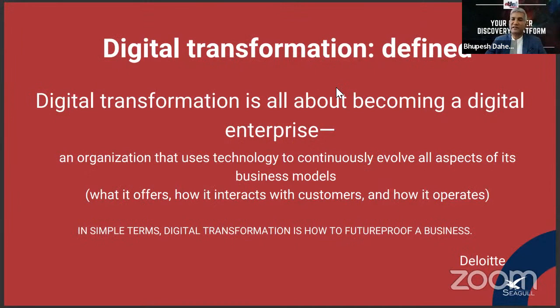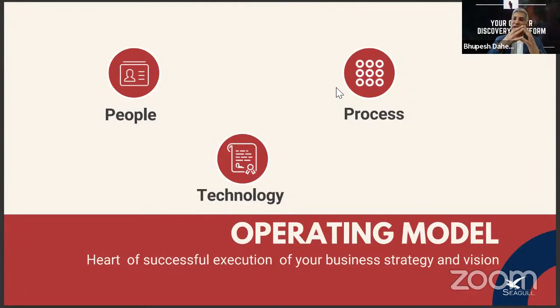Now, digital transformation, of course, impacts your business model. It helps your vision. But the core, whatever you have decided, let's say you have decided to become a world-class cybersecurity company, right? And your business model says that, yes, this is your target segment. These are the customers you're going to serve, right? And this is the kind of value proposition you'll offer. But to actually see it in reality, you need a very strong operating model. And the operating model is the heart for successful execution of either your vision or business strategy.